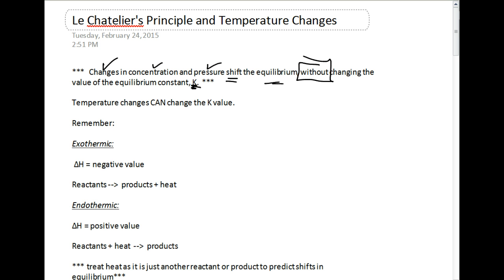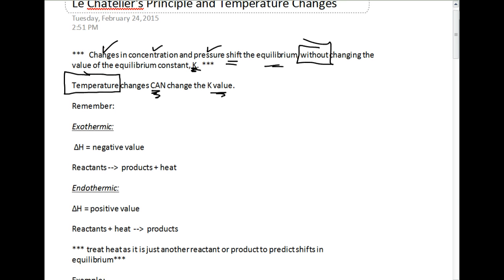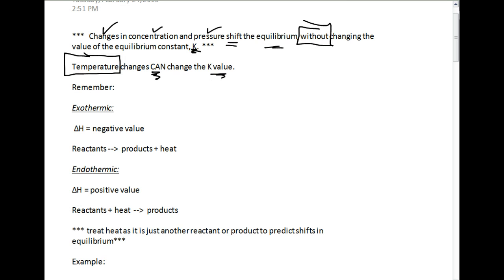But the last of the stresses, according to Le Chatelier's principle, is the stress of temperature change. Now, we do need to remember that temperature can change the equilibrium value, and we'll get to that later on. But let's keep that in mind. So let's do a quick little review of something we talked about a while ago when we talked about thermochemistry and thermodynamics.